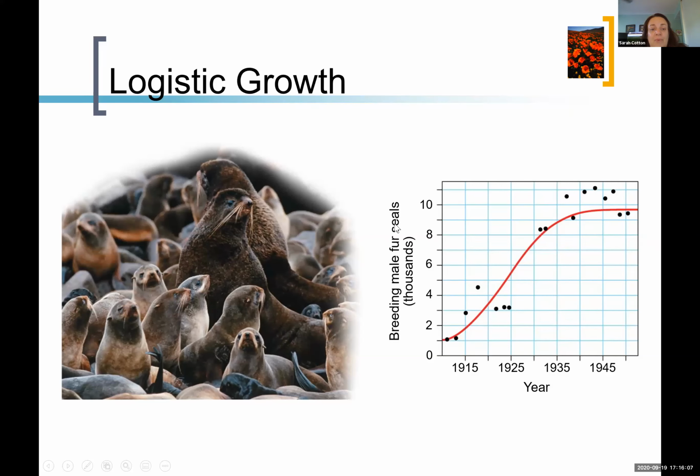And so they're looking at this population of fur seals. Specifically, they're counting the breeding male fur seals in thousands, right? So what year was this? If we're looking, these look like they're units of 5. So in 1910, the population was barely over 1,000 breeding male fur seals, okay? And at first, the population rose pretty rapidly, right?